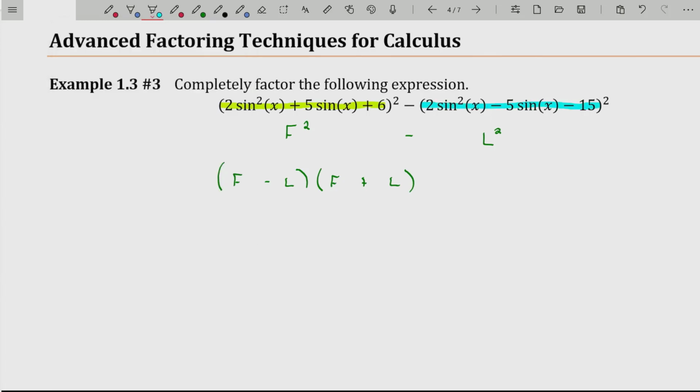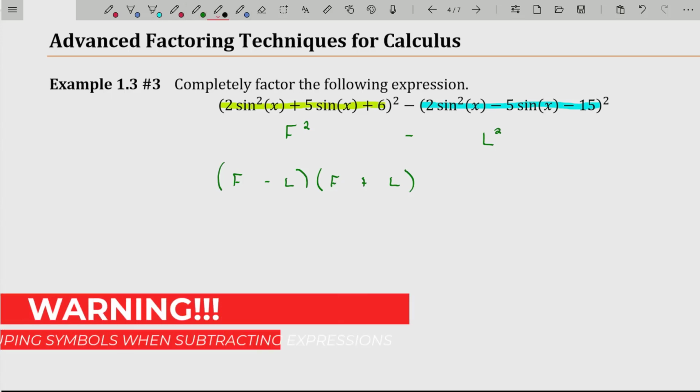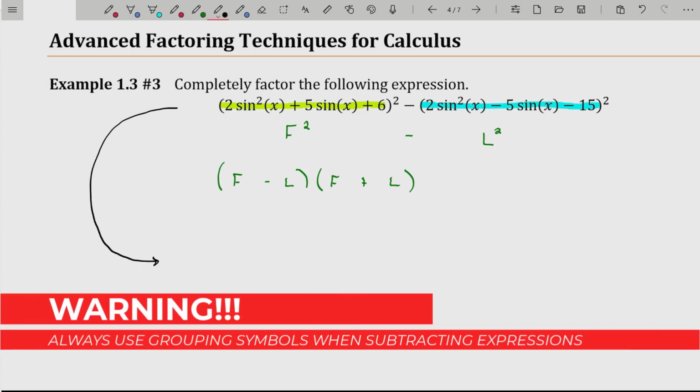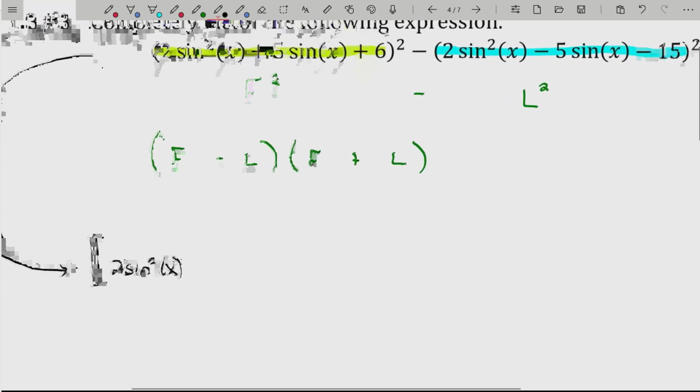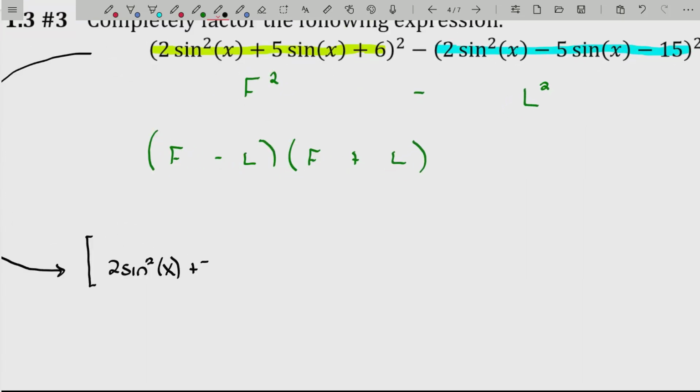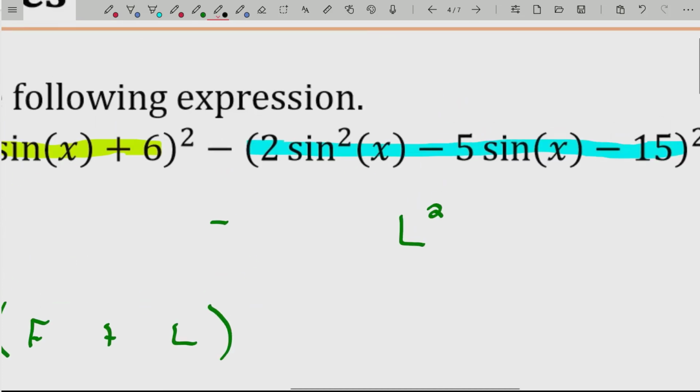So first minus last. Probably one of the biggest mistakes is actually not paying attention to parentheses. I'm going to put a big bracket there. And the first object is the 2 sine squared of x, let me zoom in a little bit because I know my handwriting will get worse, plus 5 sine of x plus 6. And remember, it's first minus last. So minus. And now I'm going to draw a parenthesis because you're subtracting this entire blue statement here.